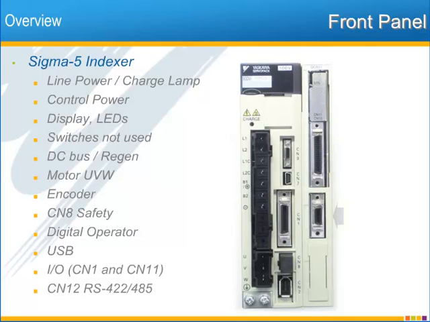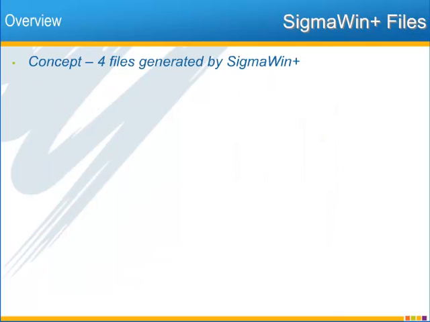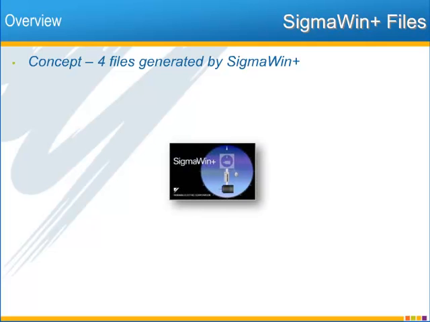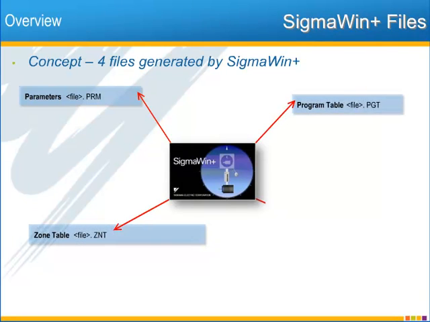Finally, we have the serial connector CN12 for serial commands over RS422 or RS485 protocol. The indexer is configured using Yaskawa's free SigmaWin Plus software, which generates up to 4 separate files. You have parameters, program table, zone table, and jog table.